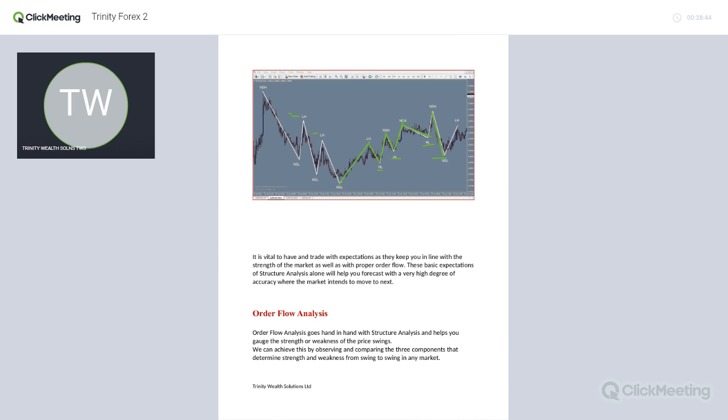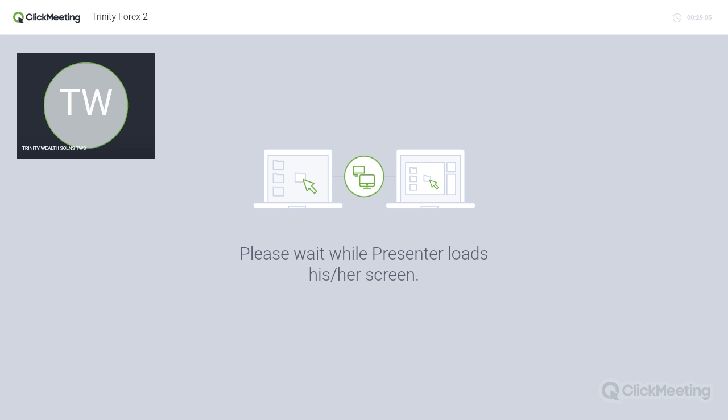So these basic expectations of structure analysis alone will help you forecast with a very high degree of accuracy where the market intends to move next, okay? So within the main swing, we have other small swings. Just allow me to get you to my screen. We're going to share screen. We look at this on the price chart and see how we can identify such swings, how we draw them.